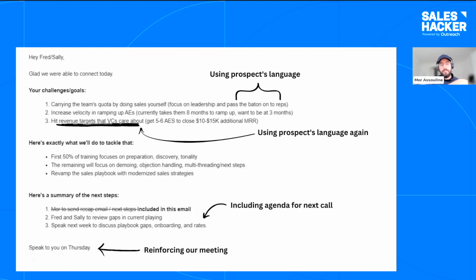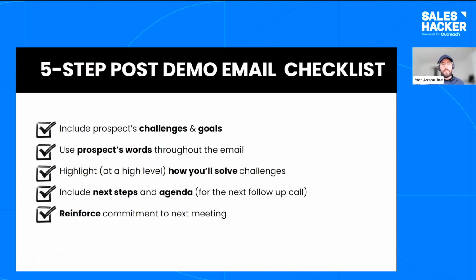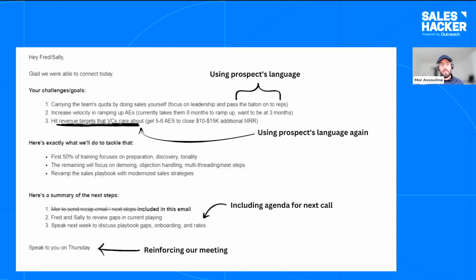And then the last bit, remember I talked about, include the next steps and agenda that you've agreed on at the end of the call in your follow-up email. That's over here. This is what I did. I said, more to send out recap email with next steps. And what I did was, it's included in this email already. Fred and Sally to review gaps in current playbook. Third is speak next week to discuss playbook gaps, onboarding, and rates. That is an agenda for the next steps before we hang up the call. I'm including that agenda on the email, on the end of the email.